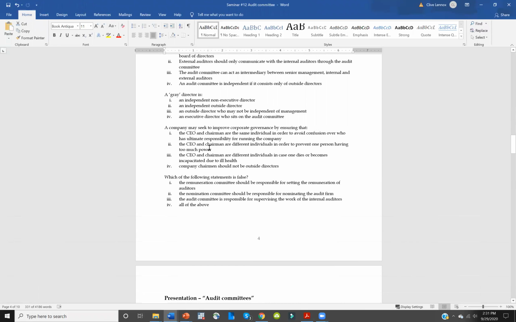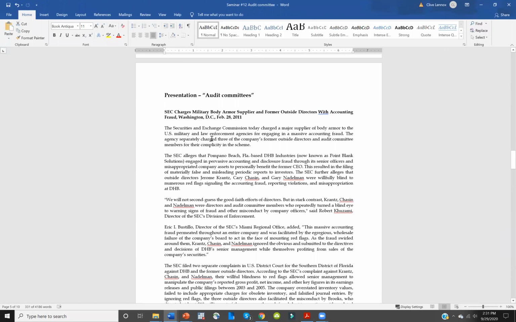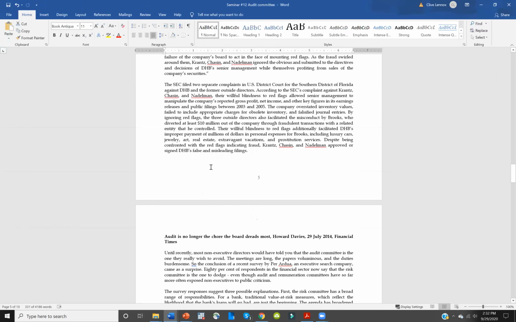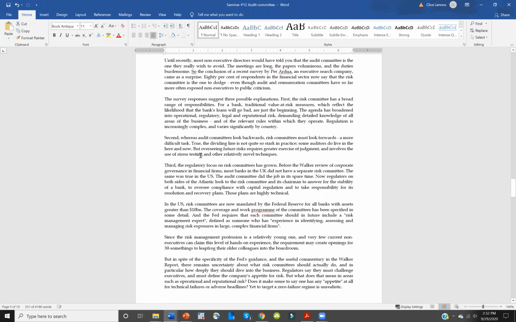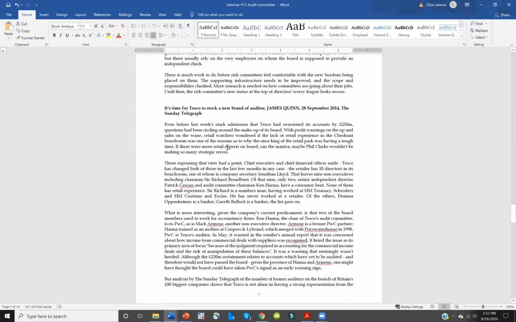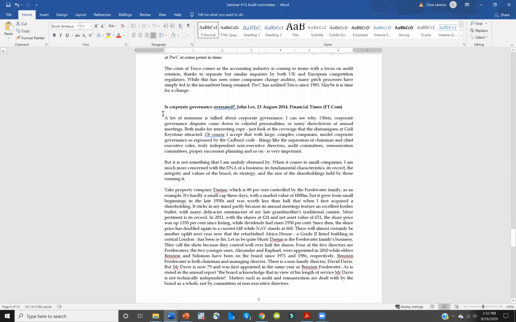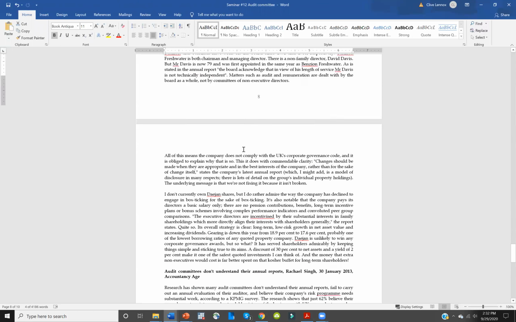Then we'll also do some multiple choice questions. And we also have a student presentation about audit committees. Okay, we have several newspaper articles relating to corporate governance issues and audit committee issues. And so you should find these quite interesting, and they are going to be relevant to the questions that the students are going to discuss in the presentation. Okay, so for example, there's an article here which asks, is corporate governance overrated?